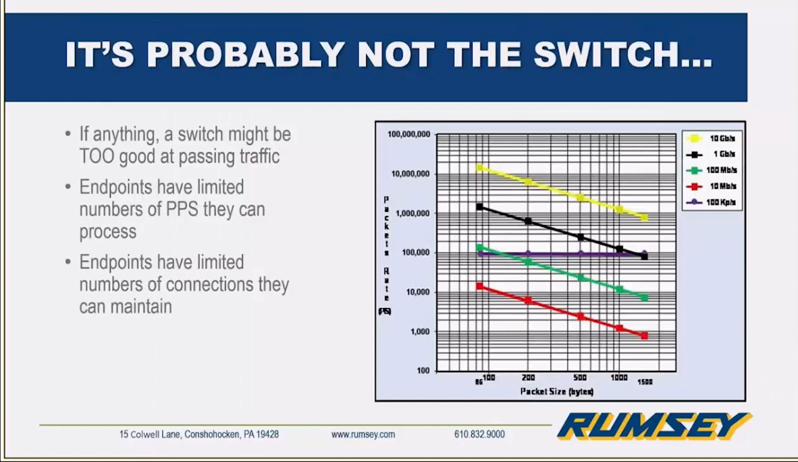Now, you might be thinking, a switch can easily handle 2,400 packets per second. What are you even talking about? That's correct, but the issue isn't exactly the switch's performance. The issue is the fact that the endpoints connected to the switch have limits on how much data they can process.